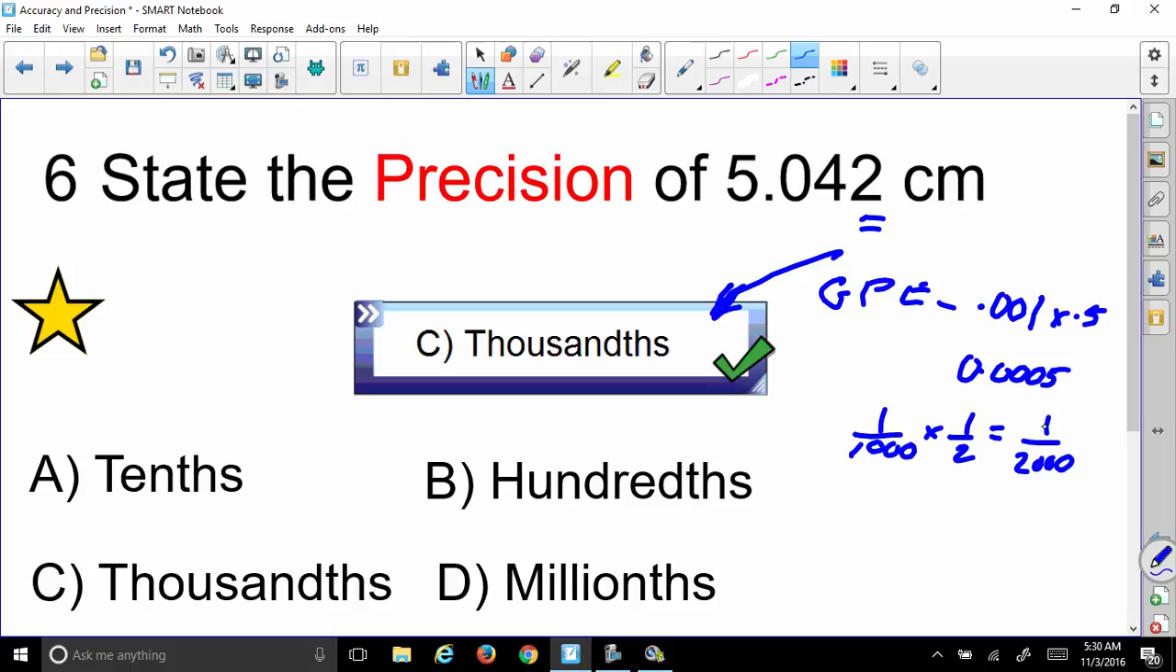So, 1 over 2,000, if you want to reduce that, 1 divided by 2,000. Watch all these zeros here. Add a few zeros. 2,000 goes into that 0 times, put my decimal point in. Into 10, 0 times. Into 100, 0 times. Into 1,000, 0 times. Into 10,000, 5 times.